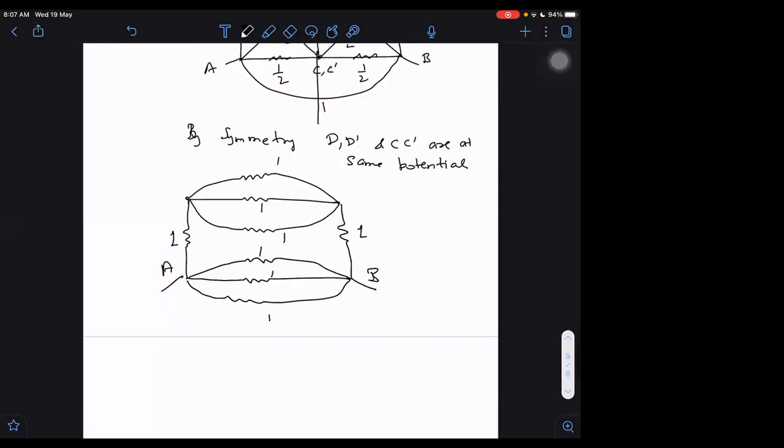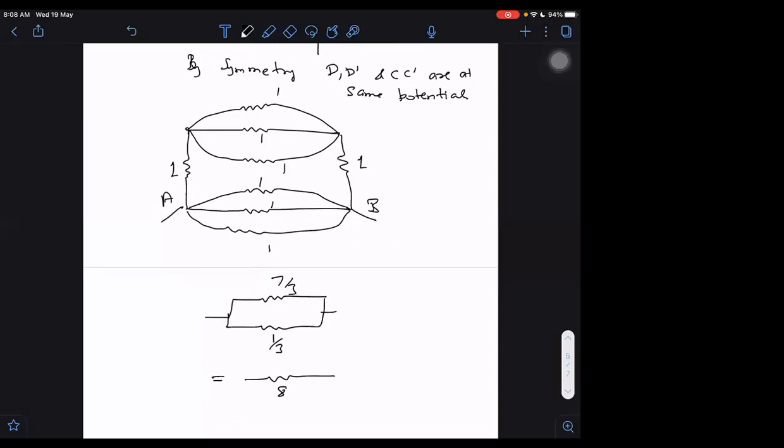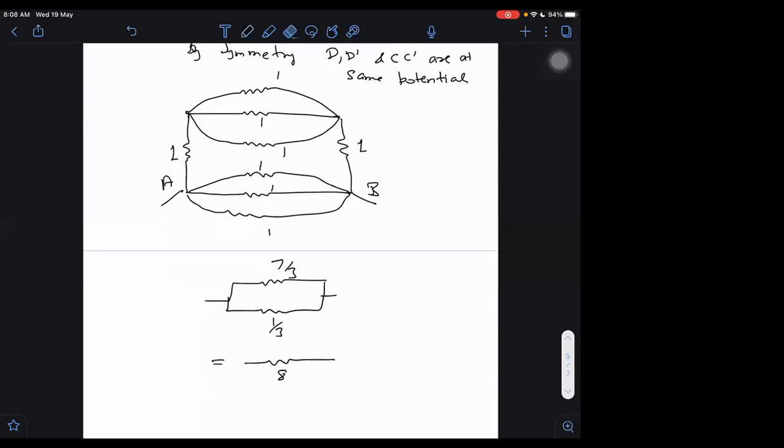1 by 3, 1 by 3. 1 by 3 plus 1 plus 1 is 2 plus 1 by 3, that is 7 by 3. 7 by 3 and 1 by 3. Up 7 by 3, and down 1 by 3. Then it is becoming finally 7 by 24. 7 by 24. Yes, sir.